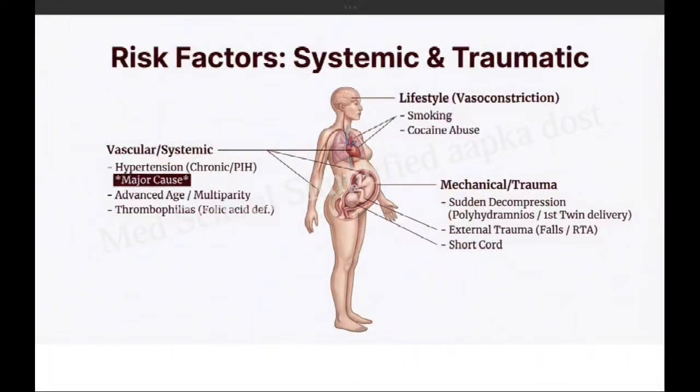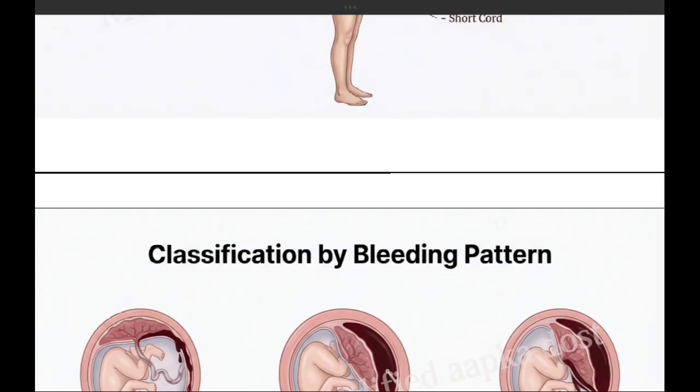The risk factors are systemic and traumatic. Vascular systemic shows hypertension, chronic or pregnancy induced hypertension, it's the major cause. Then advanced age, multiparity, or thrombophilia, that is folic acid deficiency. Then we have lifestyle, that is vasoconstriction, smoking, cocaine abuse, or mechanical trauma. We have sudden decompression, polyhydramnios or first twin delivery, external trauma, that is falls or road traffic accident, or short cord. These all are the risk factors for abruptio placenta.